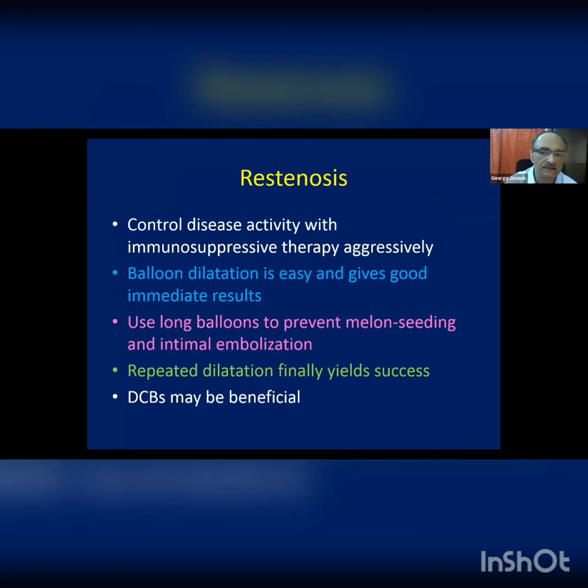Balloon dilatation is a very easy way to deal with restenosis, and gives good immediate results. It's important to use long balloons to prevent melon seeding and intimal embolization, which was one of the embolic strokes that we had. And we found that repeated dilatation yields a good secondary success rate, and drug-coated balloons may be beneficial in treating in-stent restenosis in Takayasu arteritis.